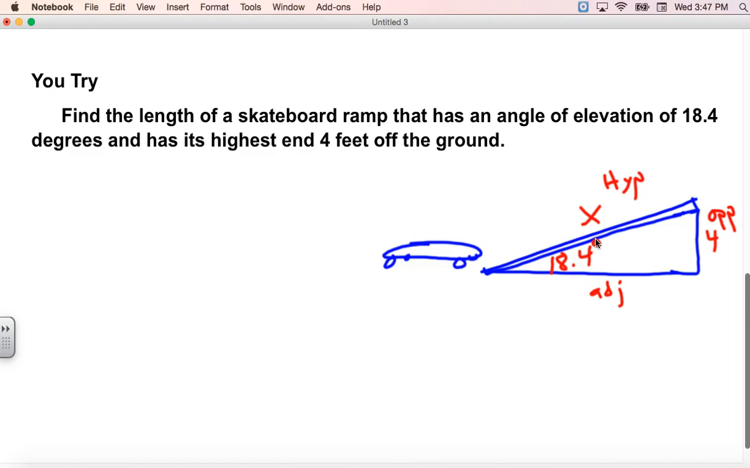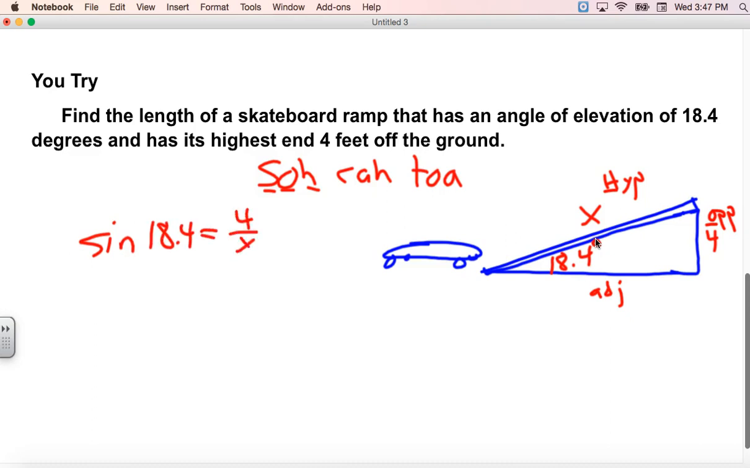So which trig function do we need to use? Using SOHCAHTOA, we have the O for opposite and H for hypotenuse. O and H are with S, that stands for sine. So we're going to do the sine of theta. Theta is your angle, 18.4, equals the opposite side, which is 4, over the hypotenuse, which is X. This is a little different than the last one. X is on the bottom, so hopefully you're able to figure it out.